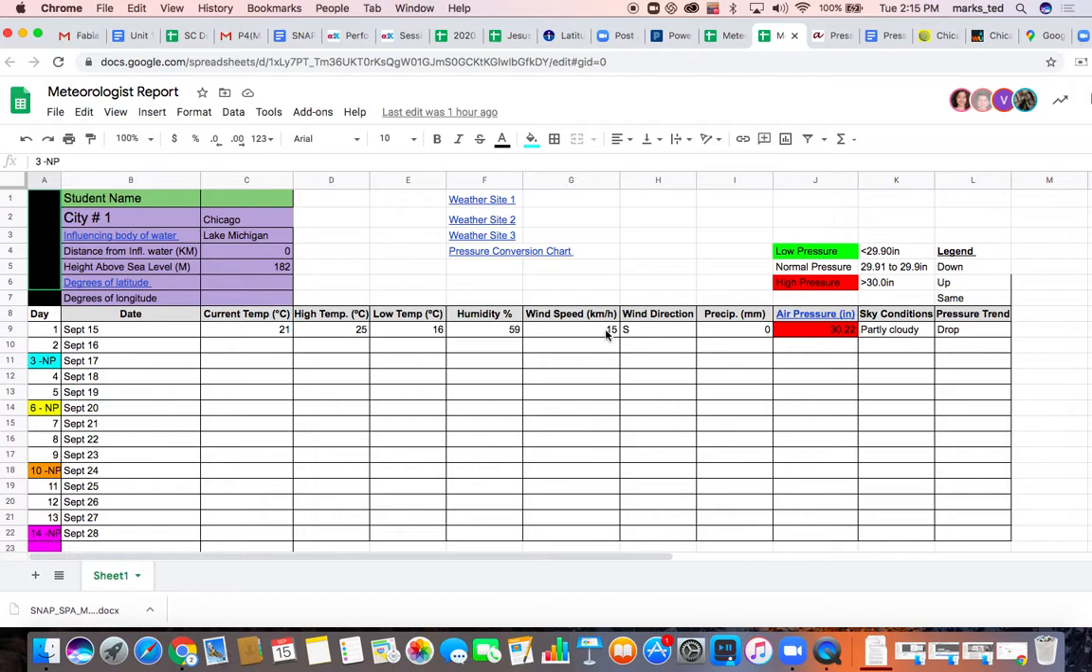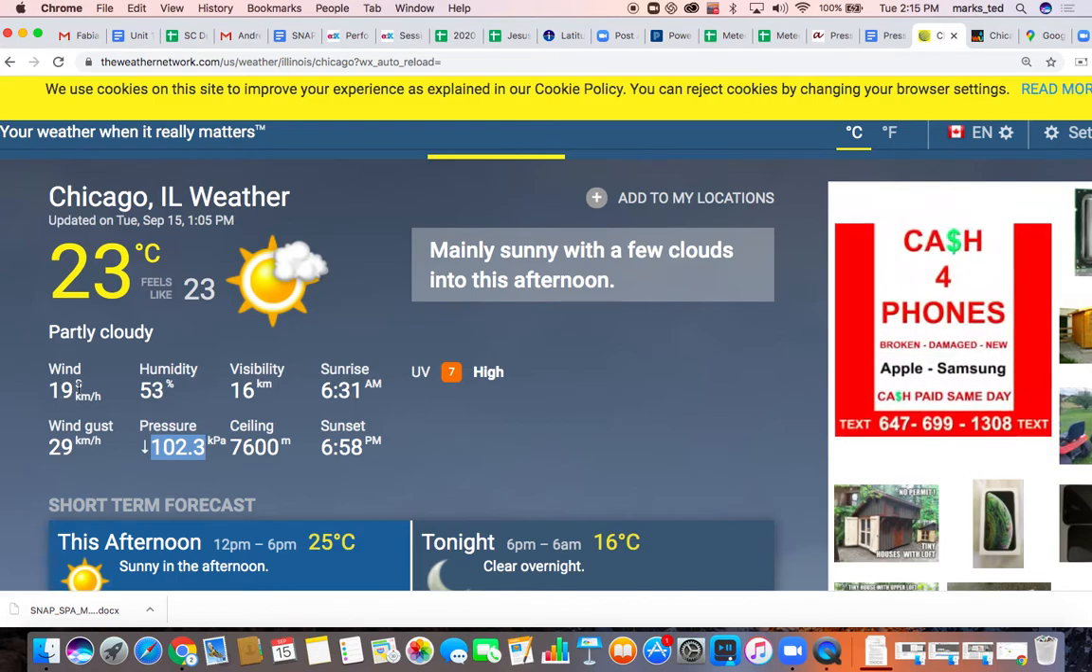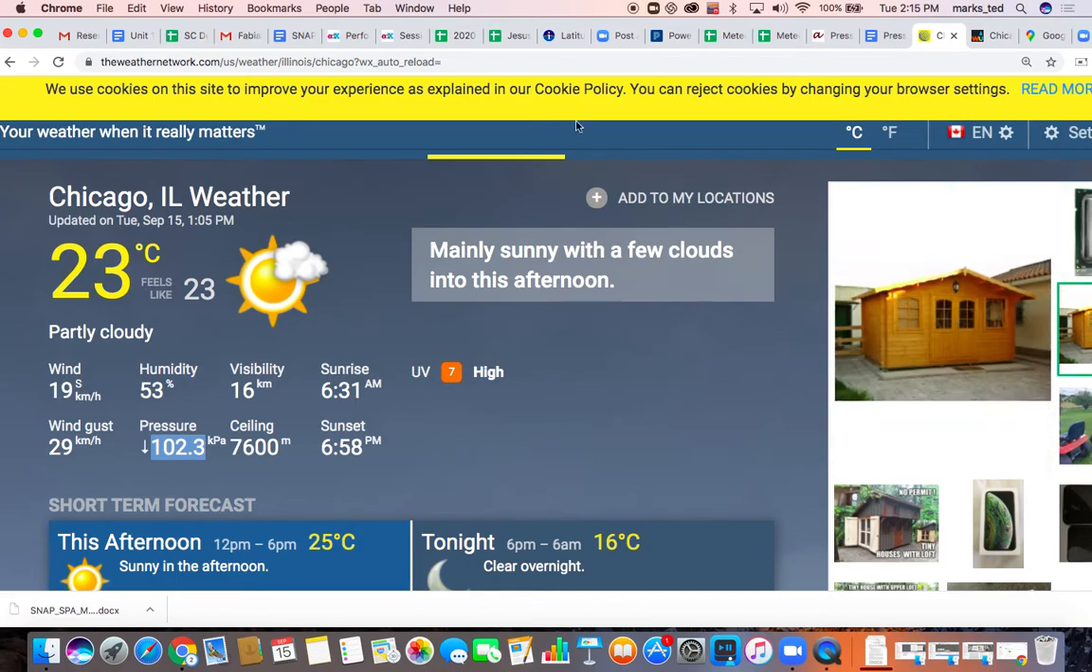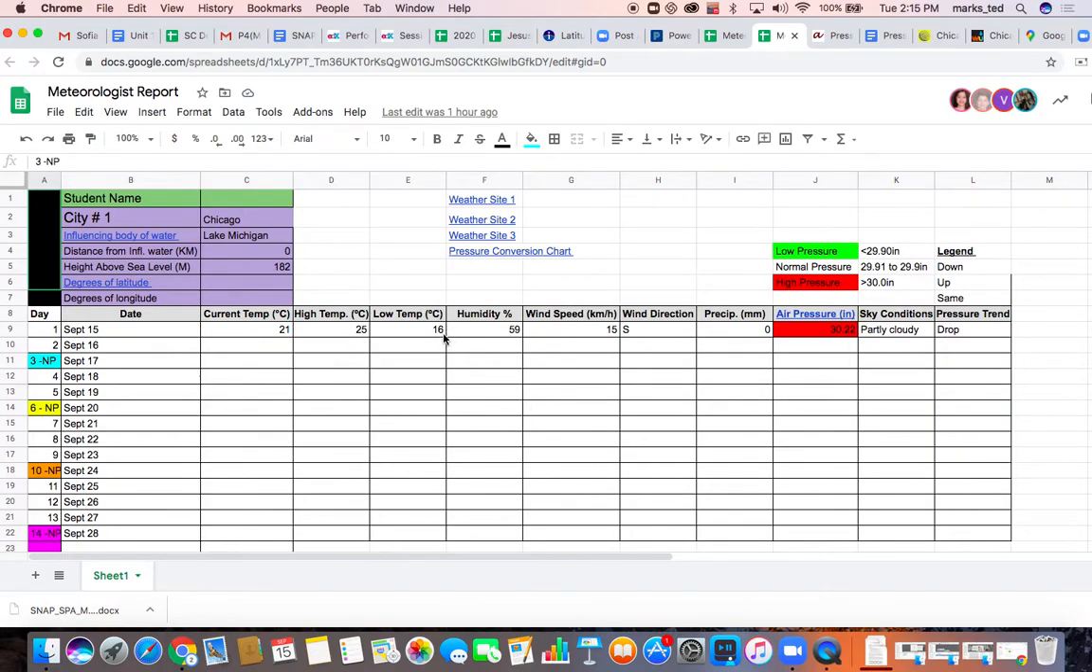Wind speed, wind direction, I like to go to site 2. Of course, site 1 works as well, but we've just been using site 2 and site 3. You can see that the wind is 19 degrees south, and it's changed since I last did it. Here it was 15, so it's picked up. That's because the pressure is probably dropping, and the wind is still south, so it has increased from the last time I checked.